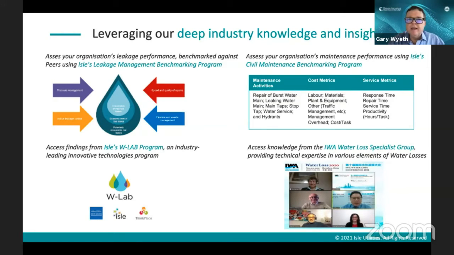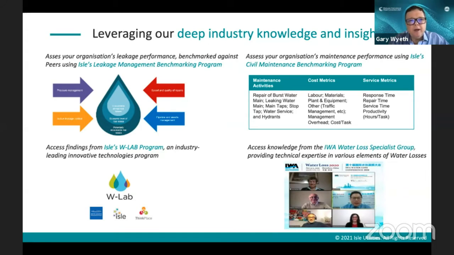We also have a civil maintenance benchmarking program. This program is mainly in Australia, so it doesn't really give us too much in terms of costs for, say, Southeast Asia. But we do have things such as repair times, response times, how to do traffic management, and what sort of labor, materials and plant would be required. So the civil maintenance benchmarking program does help us in that respect as well.